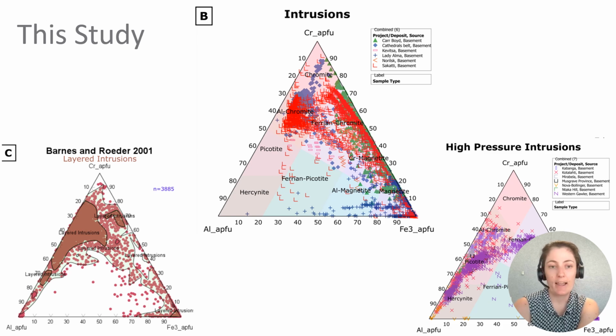If we look at layered intrusions, the Barnes and Roeder 2001 data has a lot of samples in this sort of high chromium, high aluminium section. We also have a lot of samples in that high chromium, high aluminium section, and we found that the high pressure intrusions also have this high aluminium signature in their spinels as well, which you can see in the Barnes and Roeder data. So this is looking like these major elements have the potential to be host rock indicators when using spinel as an indicator mineral.